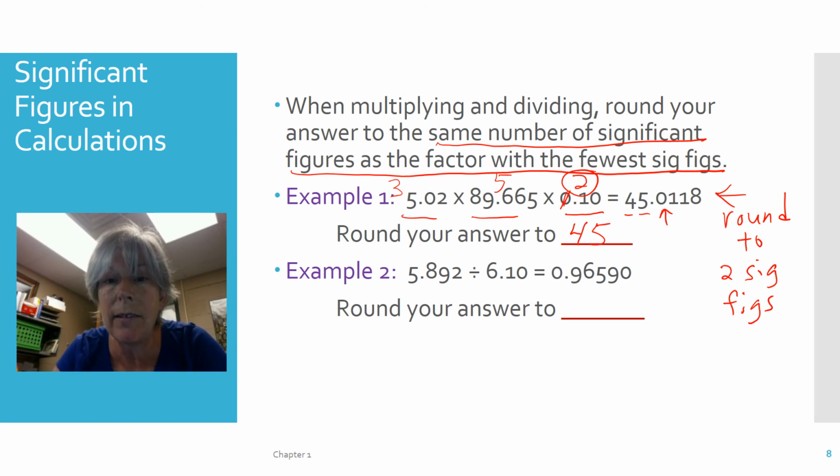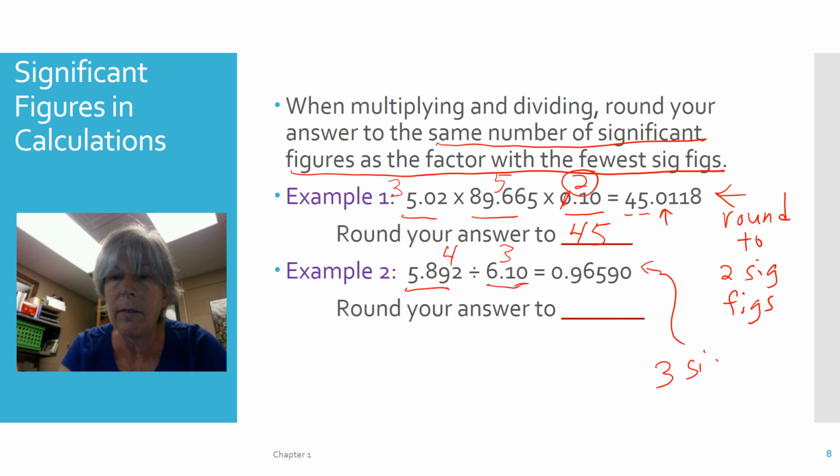Okay, in the next example, we're doing a division problem. Again, we're going to round to the least number of sig figs. This number has 4 sig figs. This number has 3 sig figs. The 0 does count because it's to the right in a decimal number. We want to round this number to 3 sig figs.